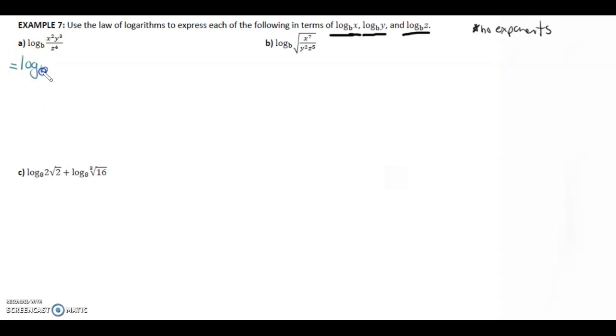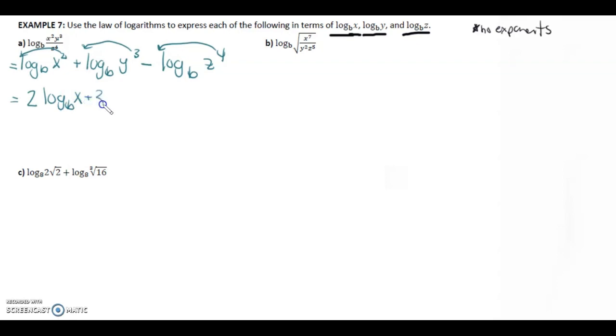So log base b, and we're going to have x squared. And since x squared and y cubed are multiplied, we're going to add log base b of y cubed. And then because we're dividing z to the 4, we're going to subtract log base b of z to the 4. Okay, and then there's just one more step here. We're going to bring the 2 in front, the 3 in front, and the 4 in front. And then we're done. 2 log base b of x plus 3 log base b of y minus 4 log base b of z.